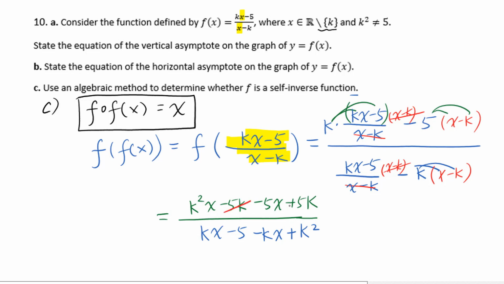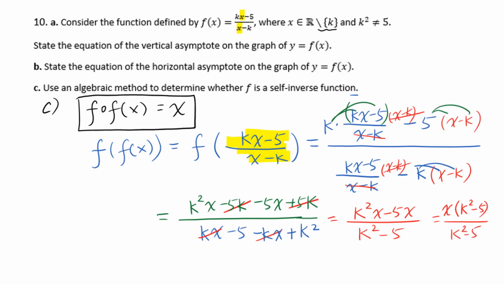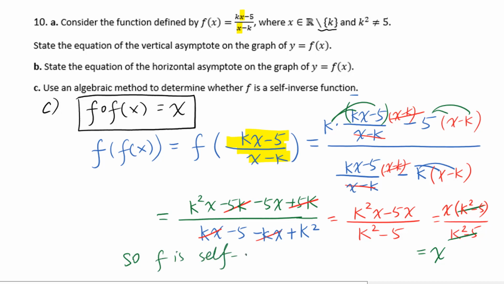Then combine like terms. You will get k squared x minus 5x, the 5k terms cancel. The denominator gives k squared minus 5. Common factor is x, k squared minus 5, over k squared minus 5. Then this time, you can reduce. You will get x. So f is a self-inverse function.